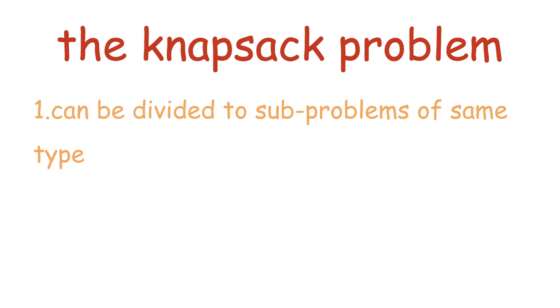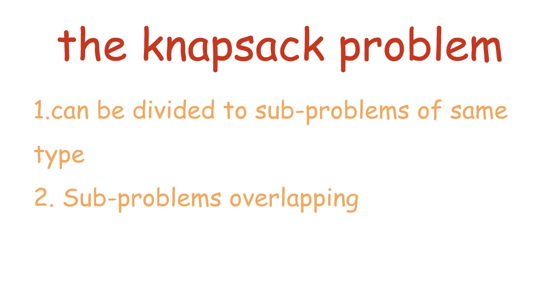For a problem to be appropriate for the use of dynamic programming, it must meet two conditions. 1. It must be possible to solve it by dividing it into subproblems of the same type. In different words, it must be possible to solve it with recursion. And 2. The subproblems must have some overlap between them that we can take advantage of.